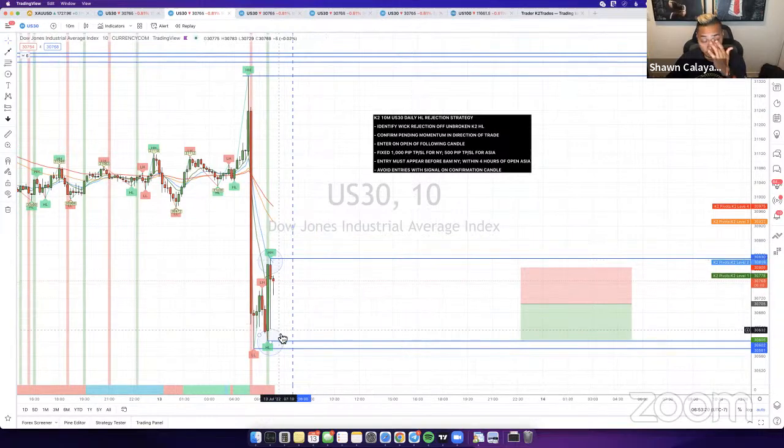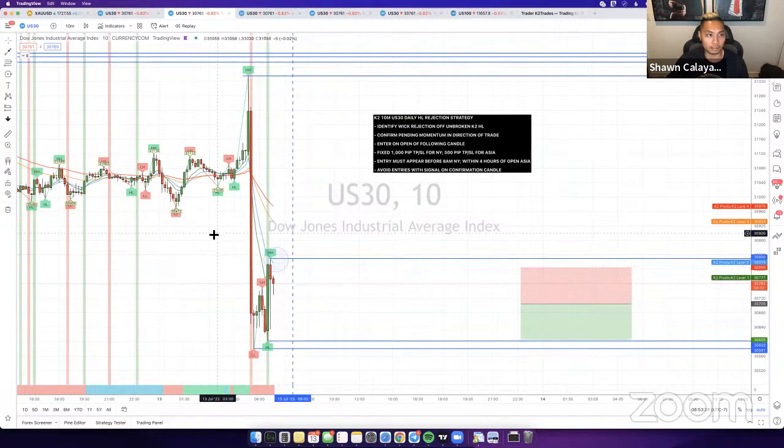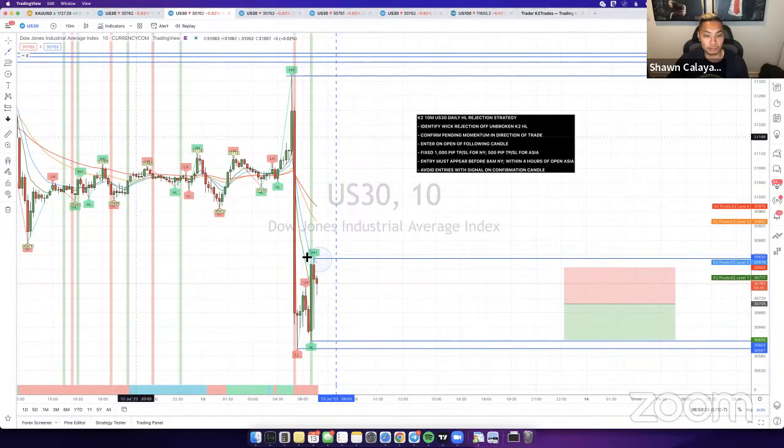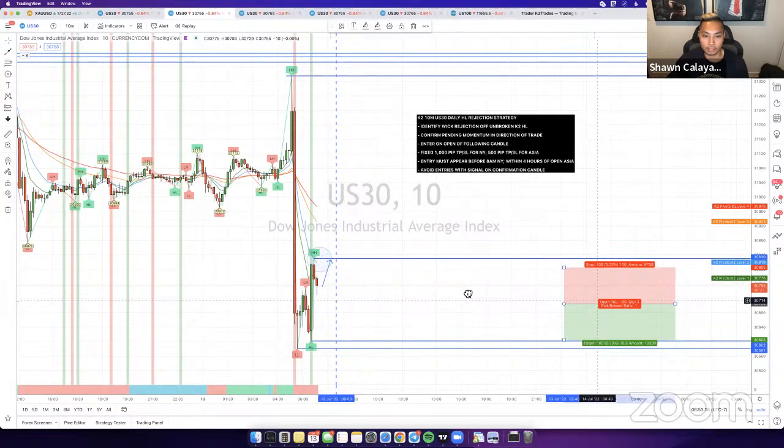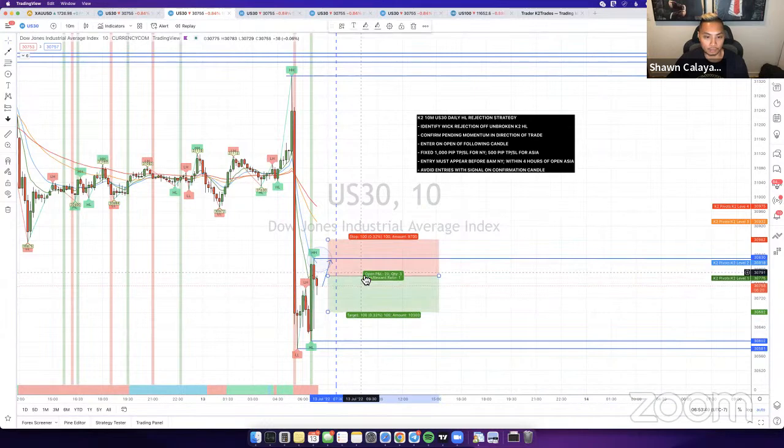So basically what I'm looking for at this point, guys, is for price to come up and for a wick rejection off this high. The only reason I'm looking for this area is because this is the only high nearby. The next high is going to be way up here, which is way too high. So I'm looking for price to push up, reject off the high, and then from there, I'll take it down for 1,000 pips.